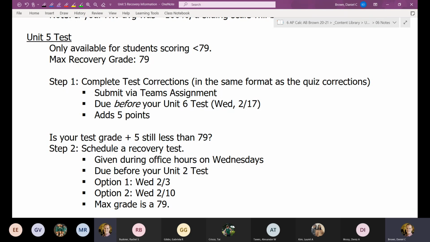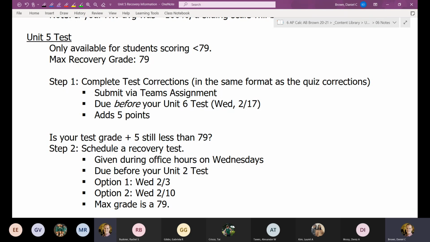Within this unit, there are going to be two options to do a recovery test. Most of you probably aren't going to use the first one because it's literally on Wednesday, but if you know you just made a few mistakes or you worked hard this weekend, you might be ready to retake that test on Wednesday during office hours. Most of you doing this recovery are probably shooting for Wednesday the 10th, the last Wednesday we have before the test.